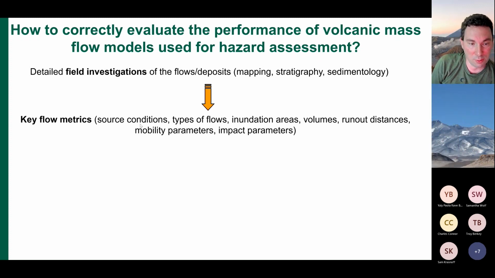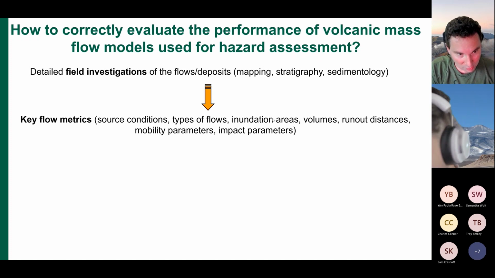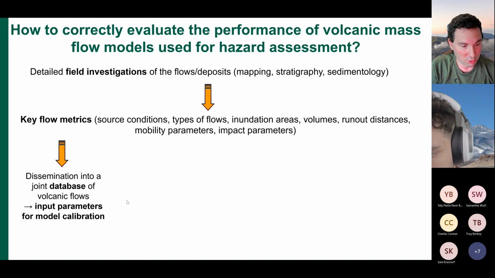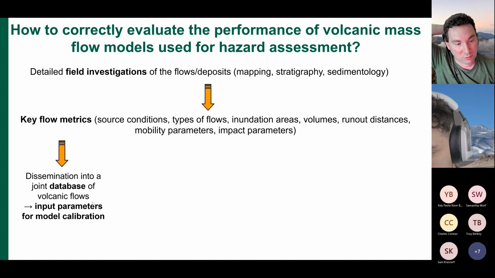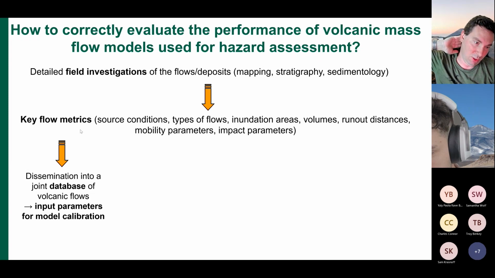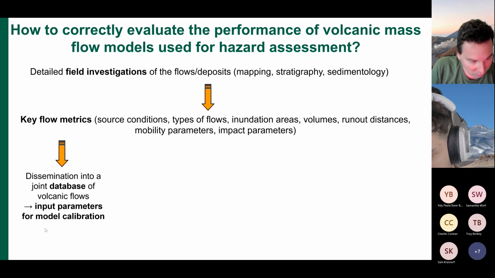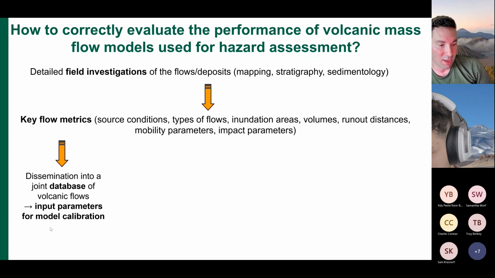But if you can get some of these, that's super useful, because then you can better constrain the inputs of your model, and that's what you want to do, right? So something we're still trying to do, at least in the PDC community, is to disseminate these metrics once we have them. So you basically publish a paper about these particular flows or deposits, and then one step that people tend to forget to do is to try to integrate them into a database.